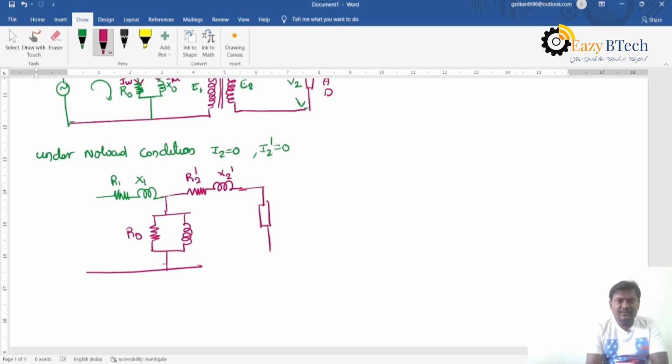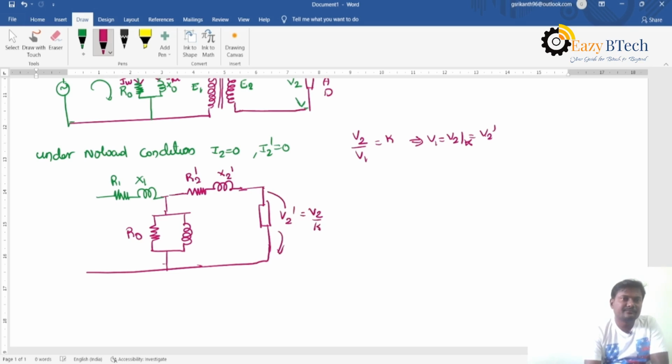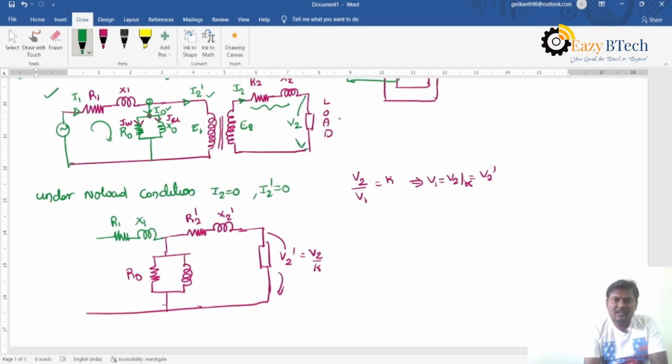And if the load is also shifted, you know that V2 by V1 is equal to K, so V1 is equal to V2 by K. We can write it as V2 dash, so V2 dash is equal to V2 by K. If the load impedance is denoted ZL and is shifted to the primary side, it becomes ZL dash, equal to ZL by K square.